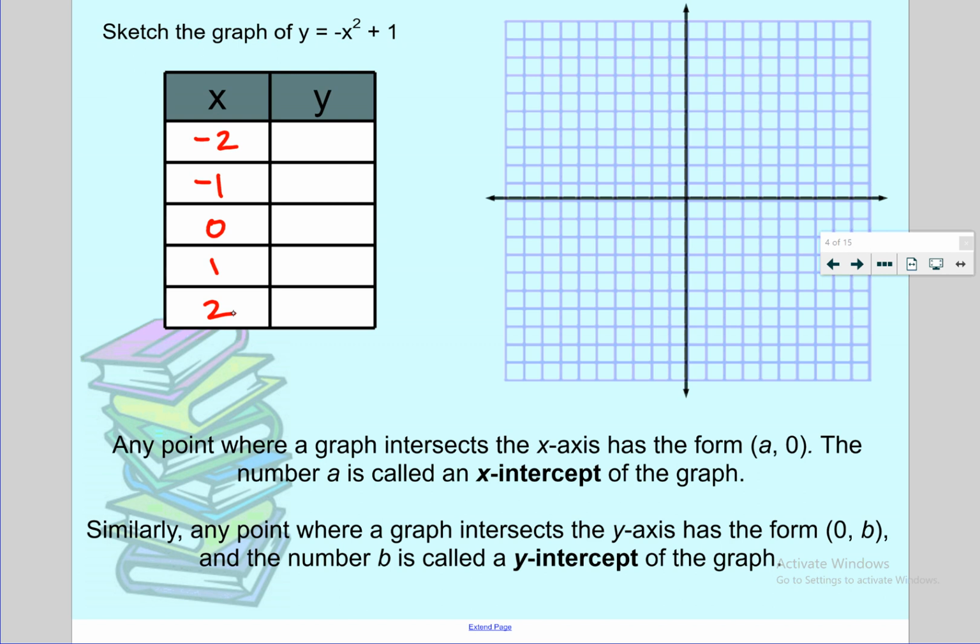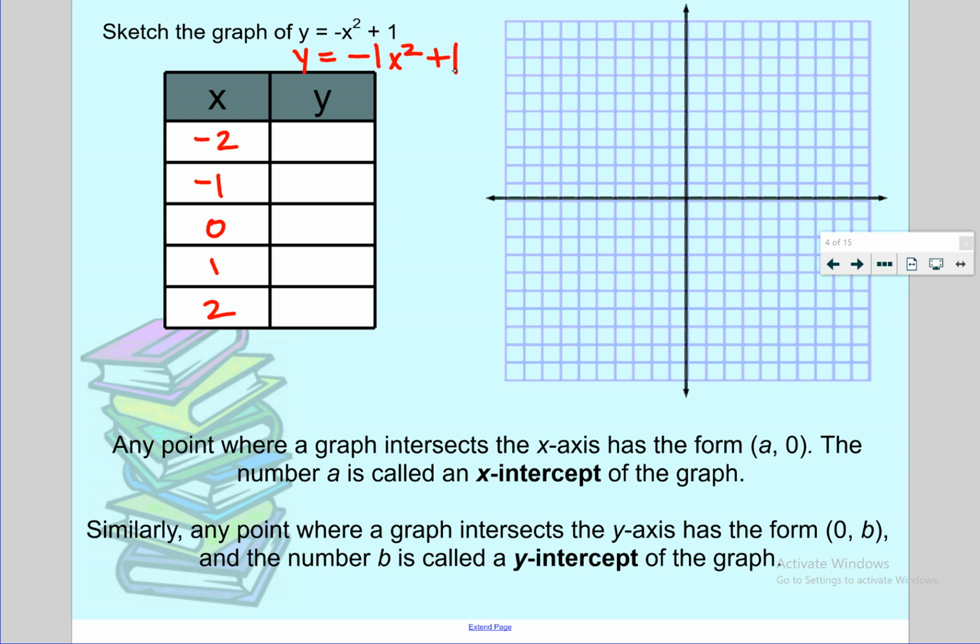Make sure when you plug them in, you use the order of operations. So order of operations is parentheses, which I don't have in my equation. The next thing I do is exponents. So that negative, think of that negative in front of the x like a -1 that's hanging out there, okay? It is multiplied by my x. I do not do multiplication before exponents. So the first thing we're going to do is plug this number in and square it. Then we're going to multiply by -1, and then we're going to add 1.